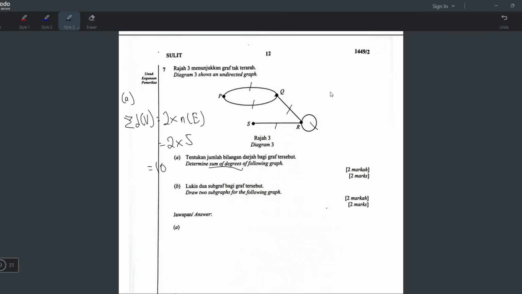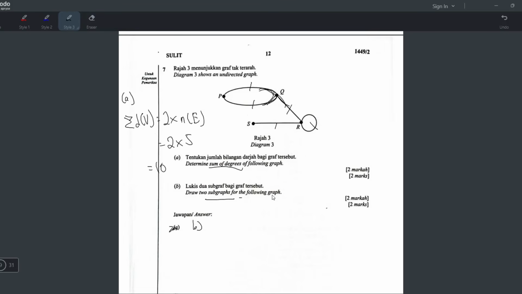But let's say the question only asks for the degree of vertex Q. Then you don't use this formula. If they ask for the degree of vertex Q, you cannot do 2 times NE. You have to go to Q and count how many lines pierce it, because that's how you find degree. So 1, 2, 3. So 3. That is if they ask for degree of Q. But if they ask for sum of degree, you can do it quickly using this formula. Alright, that's it. For question B, they want us to draw 2 subgraphs.